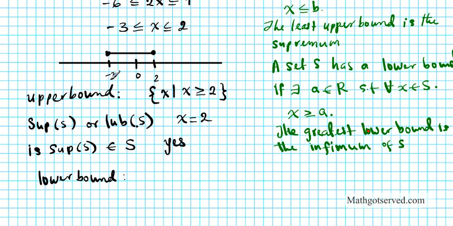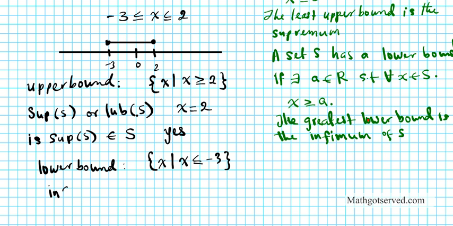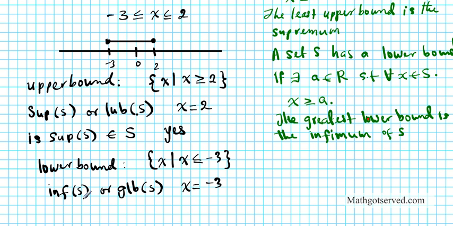If you look at this inequality right here, the lower bound is -3, and anything to the left of -3, so x such that x is less than or equal to -3, are all lower bounds. So the infimum is the greatest of the lower bounds. The inf of S, or the greatest lower bound of S, is x equals -3. So next question: is the infimum of S contained in S? Absolutely, since you have a closed circle here, so the answer is yes.